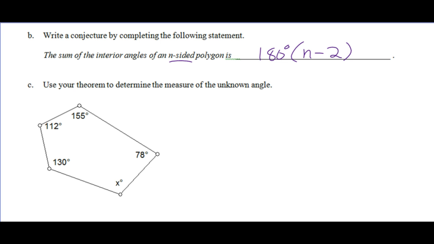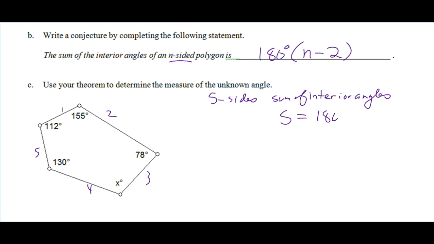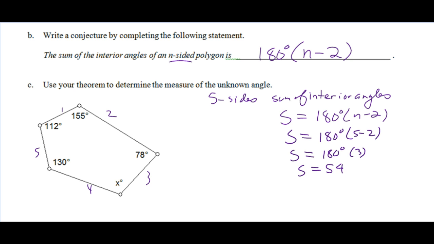Use your theorem to determine the measure of the unknown angle. Okay, how many sides? 5. What will the sum of the interior angles be? So let's write down S is equal to 180 times n minus 2. So we have a formula now. Substitute into the formula: 180 degrees times 5 minus 2, so 180 degrees times 3. So we have 540 degrees.